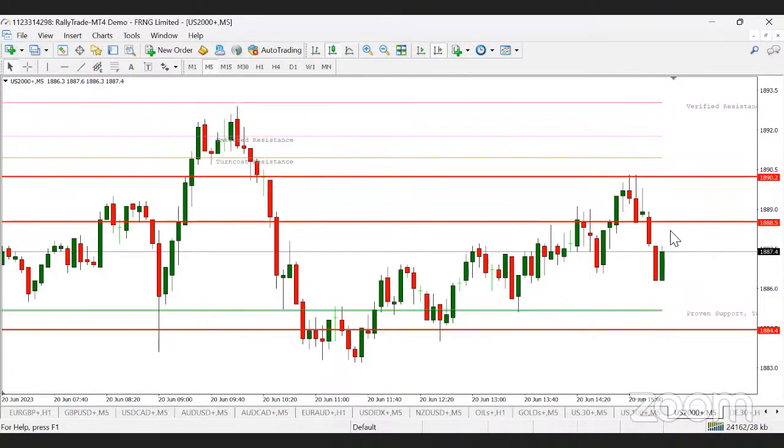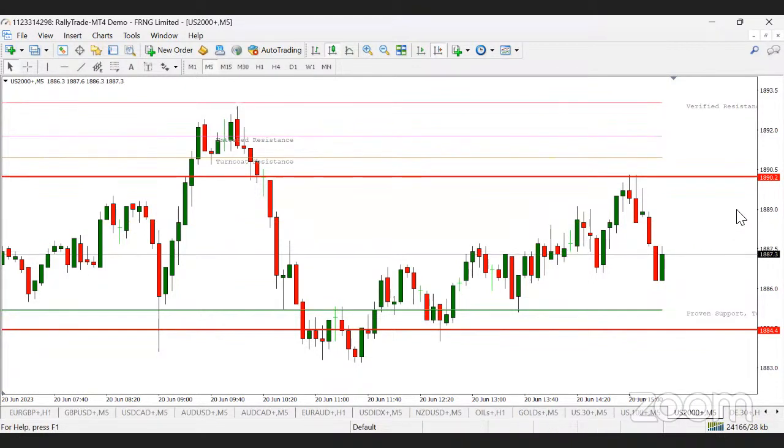All right, so I'm going to be buying, and my buy is going to go through to price 1890.2, and my stop loss is going to be at 1884.4. Now let me also teach you another thing, especially on US 2000.